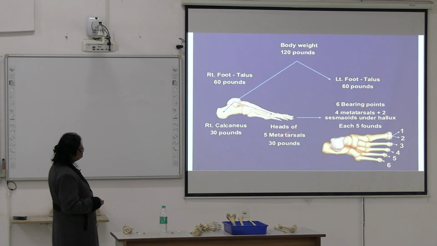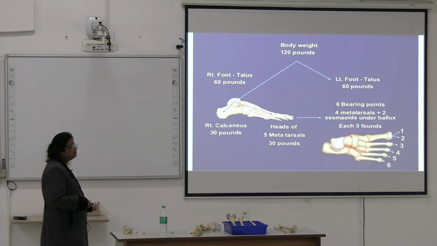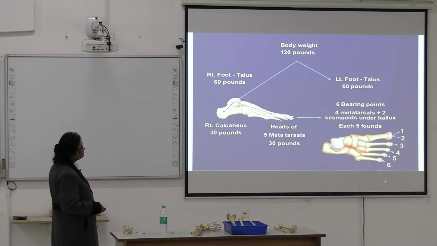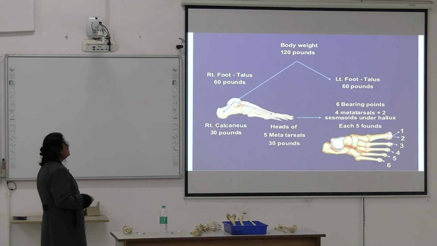And this 30 pound is divided like this, 4 metatarsals plus 2 sesamoid bone under the hallux, each have 5 pound. So, 6 bearing point, 4 head of metatarsals and 2 sesamoid bone under the hallux here. Under this first metatarsal there is 2 sesamoid bone, these 2 individually act as a weight bearing point. So, 1, 2, 3, 4, 5, 6, 6 bearing points, each carrying 5 pound, 5 into 6 is 30 pound. Okay. So, this is how weight is distributed.